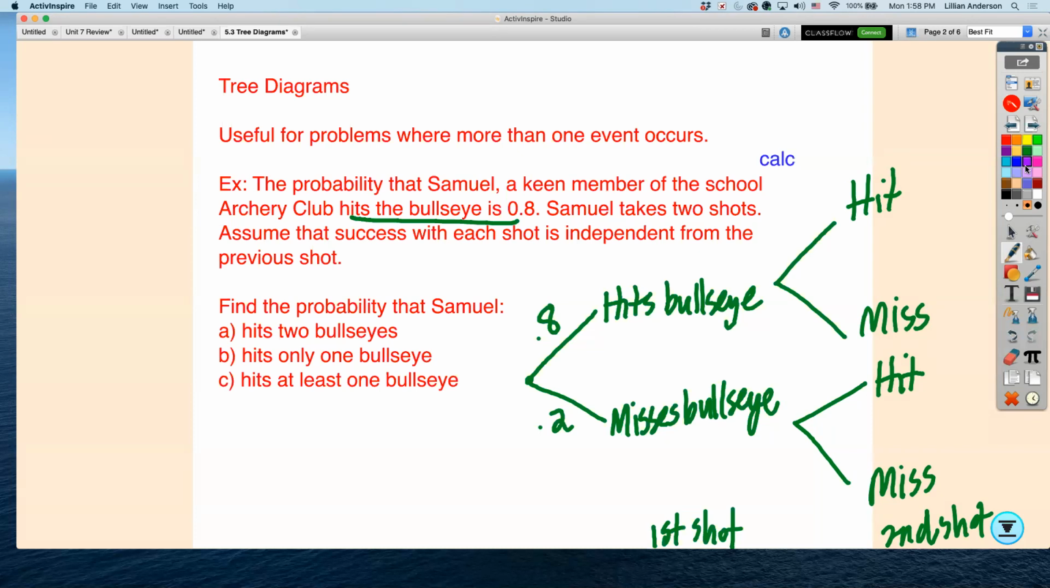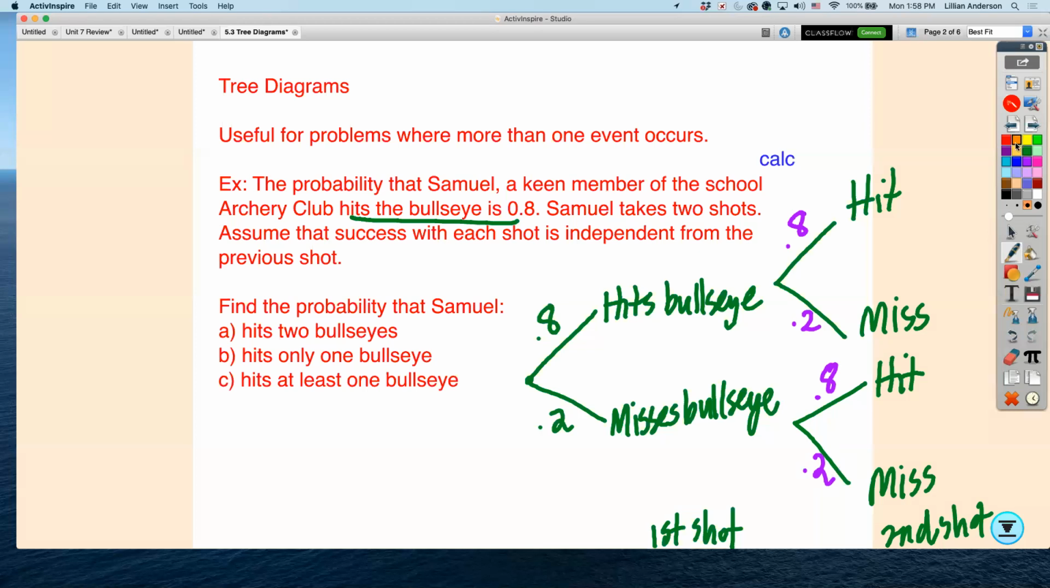So because they're independent as well, that means there's no change when he steps to shoot the second time. What's the probability that he hits? 0.8. Misses, 0.2. And that's regardless of whether he hits or he misses. And so this would be the tree diagram that represents the different outcomes when he steps up and takes his 2 shots.